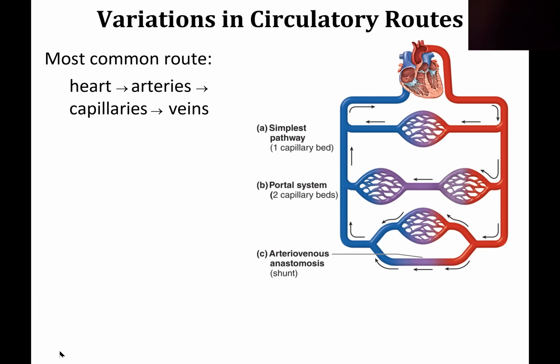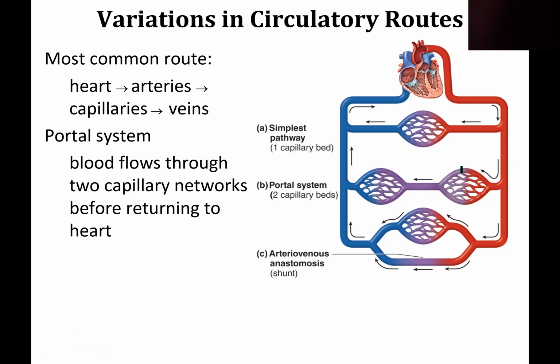However, it's not the only type of route. The second example is called a portal system. Blood is going to go through two capillary beds after leaving arteries and before going into the final vein pathway. Now, there's different kinds of portal systems. Sometimes the blood vessels in between are arteries, sometimes arterioles, and sometimes they're veins. Sometimes the two capillary beds are close to each other, and sometimes they're farther away.